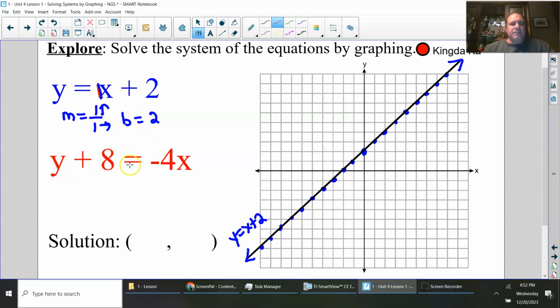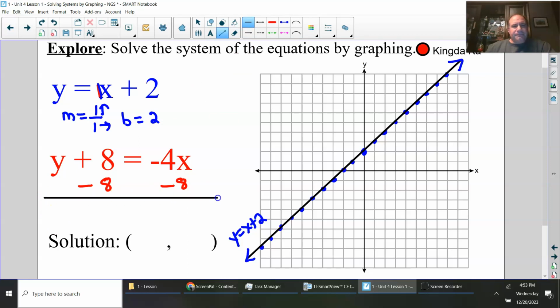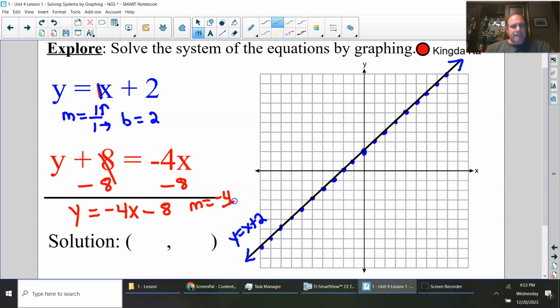Notice that this one, y plus 8 equals negative 4x, is not in y equals mx plus b format. So you cannot do anything with this until you solve it for y. The way to solve this for y is to subtract 8 from both sides. Then if you cancel out the 8s on that side, the y is alone, and you have the negative 4x and the minus 8. Remember, you can't combine them because they are not like terms. So now you can identify the slope as negative 4 over 1 and the y-intercept as negative 8.